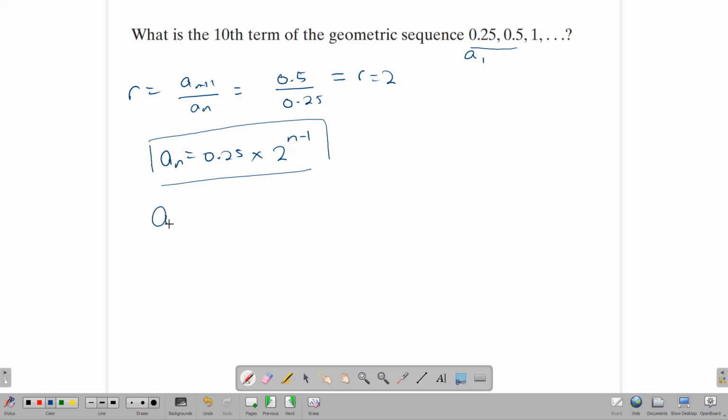And once we know this, we can go ahead and work out the 10th term. So the 10th term, A10, is going to be 0.25 times 2 to the 10 minus 1, which is the same thing as 1 over 4 times 2 to the 9th. And we can work this out by saying 1 over 2 squared times 2 to the 9th, and punching that into your calculator or otherwise would give us 2 to the 7th, which is 128.